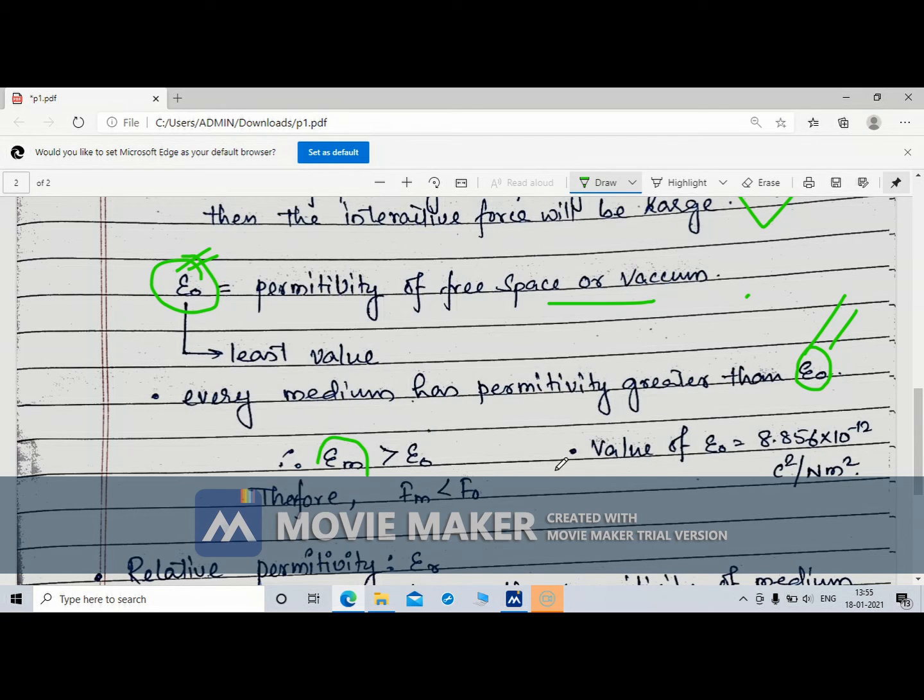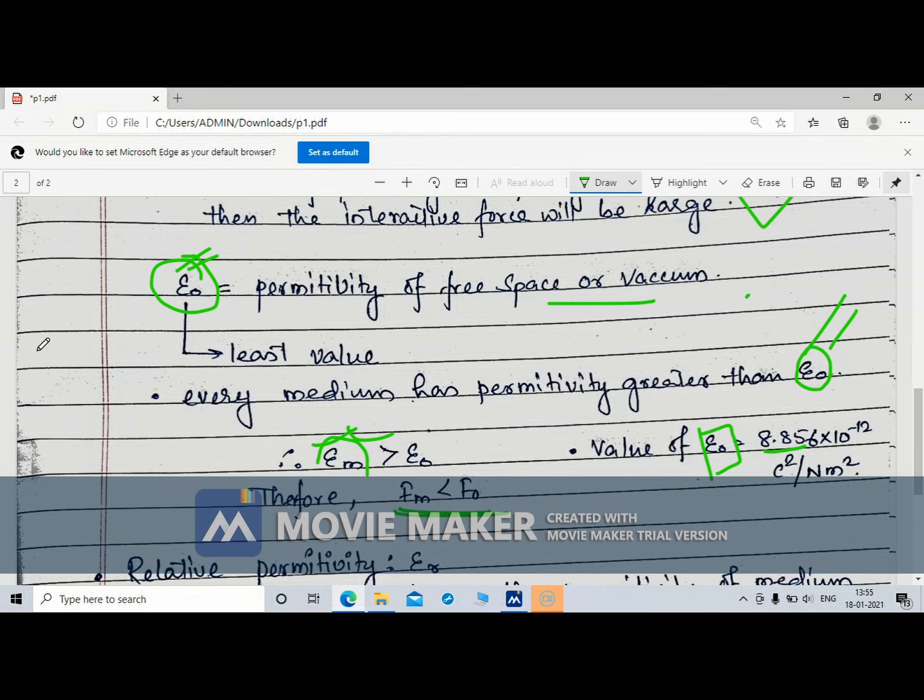We determine the value of epsilon naught. What is the value? 8.856 into 10 to the power minus 12. Its unit is Coulomb square per Newton meter square. Okay, so as the medium permittivity is greater, we can conclude that the force in the medium will be less.